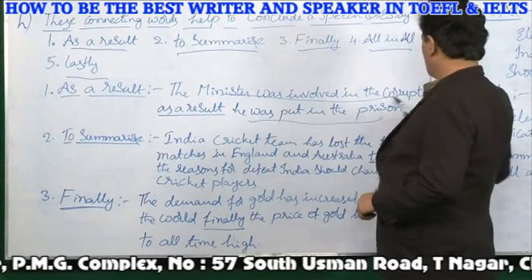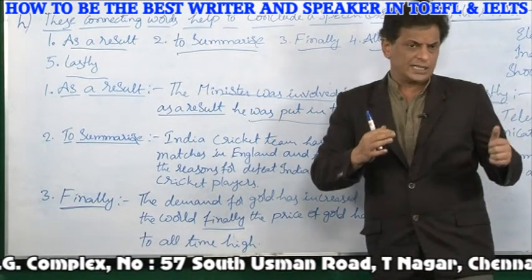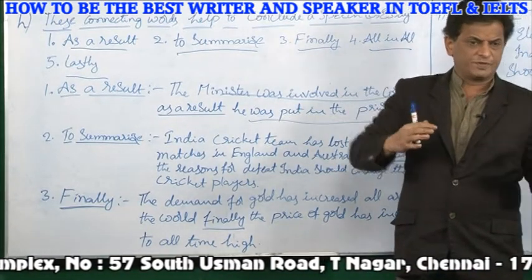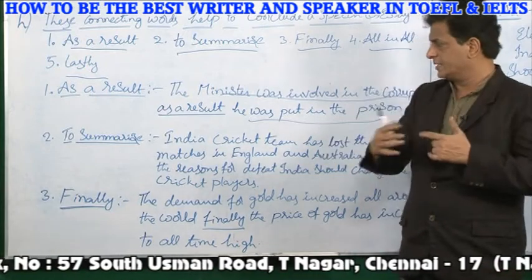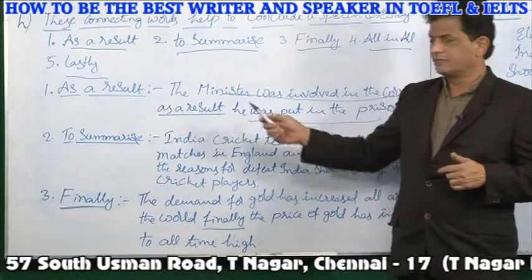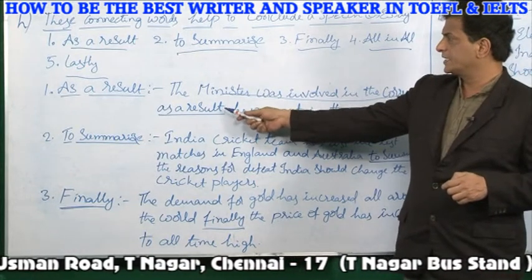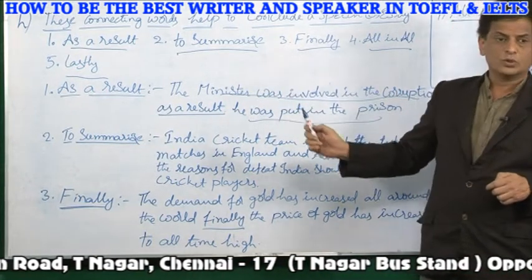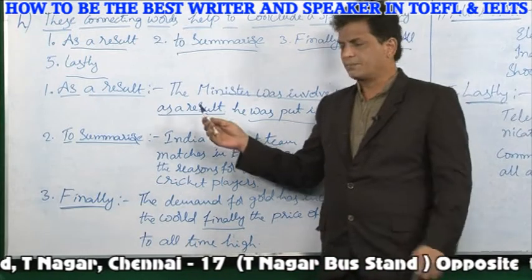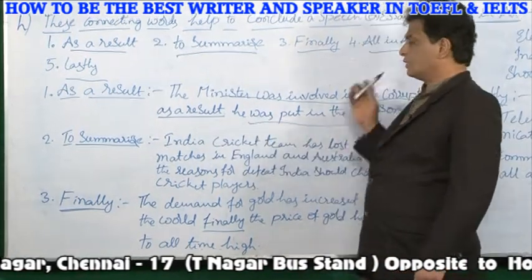The minister was involved in the corruption. He was put in the prison. Both the ideas, different ideas, get connected with the phrase as a result. So these connecting words help to conclude. The minister was involved in corruption. As a result, what happens? He was put in the prison.